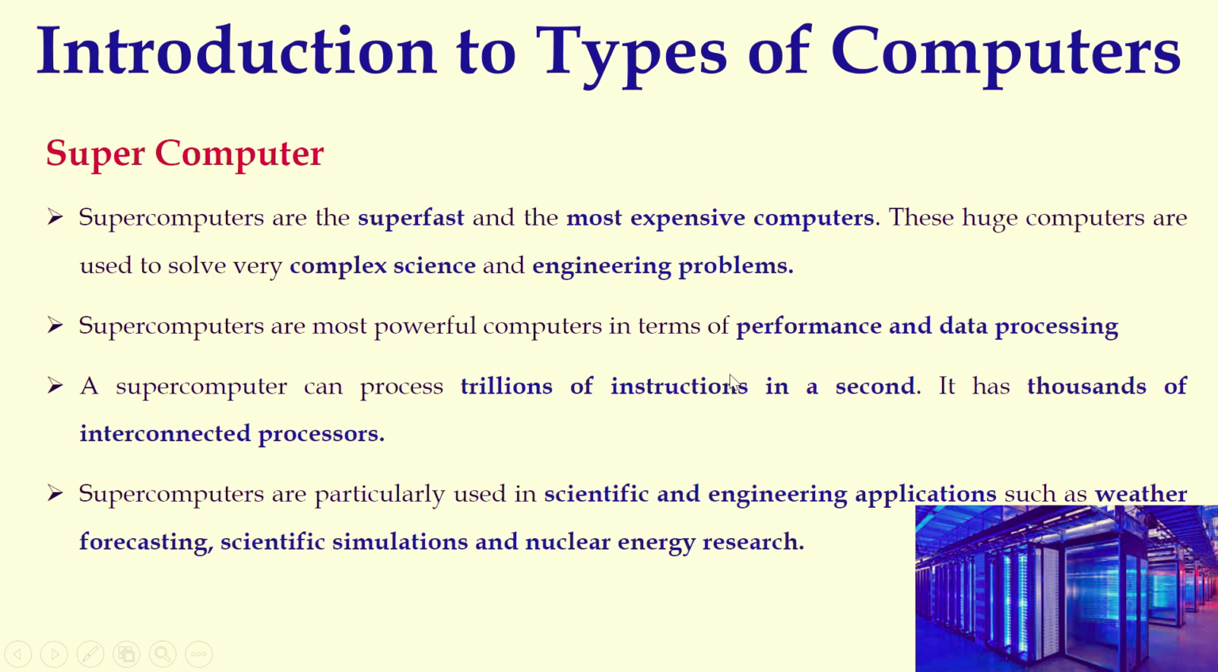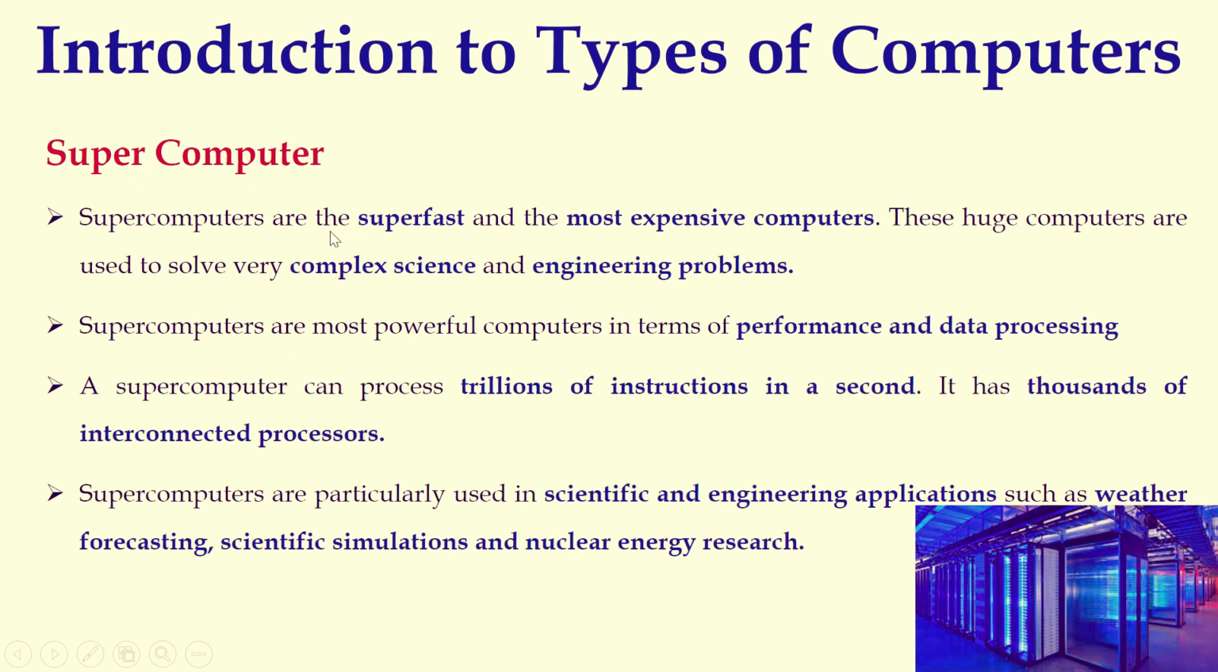So it's very powerful. It has thousands of interconnected processors. It has multiple CPUs, not a single chip or single CPU. It will have thousands of CPUs connected together. Supercomputers are particularly used in scientific and engineering applications such as weather forecasting, scientific simulations, and nuclear energy research. Any scientific calculation or engineering application, weather forecasting, scientific simulations and nuclear research will use supercomputers.